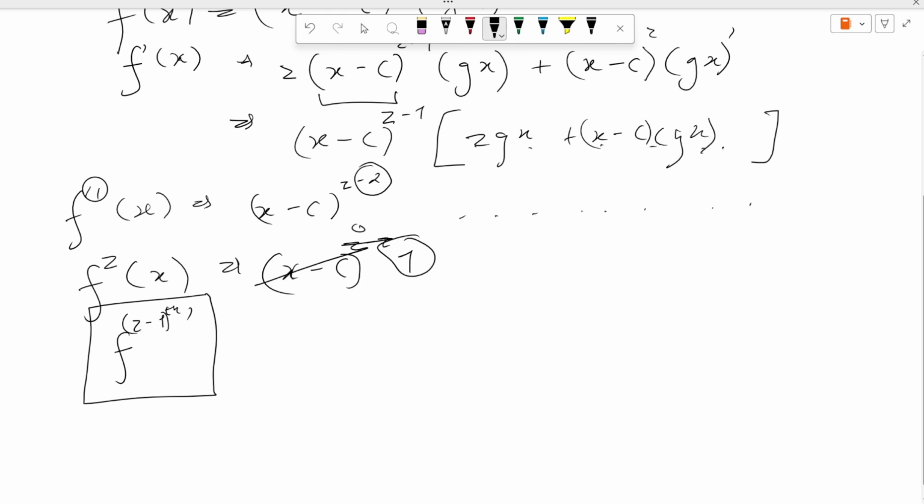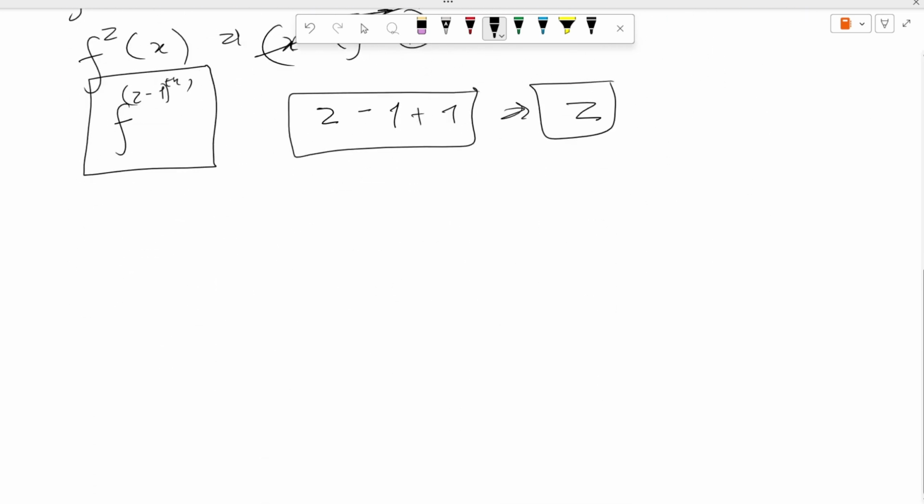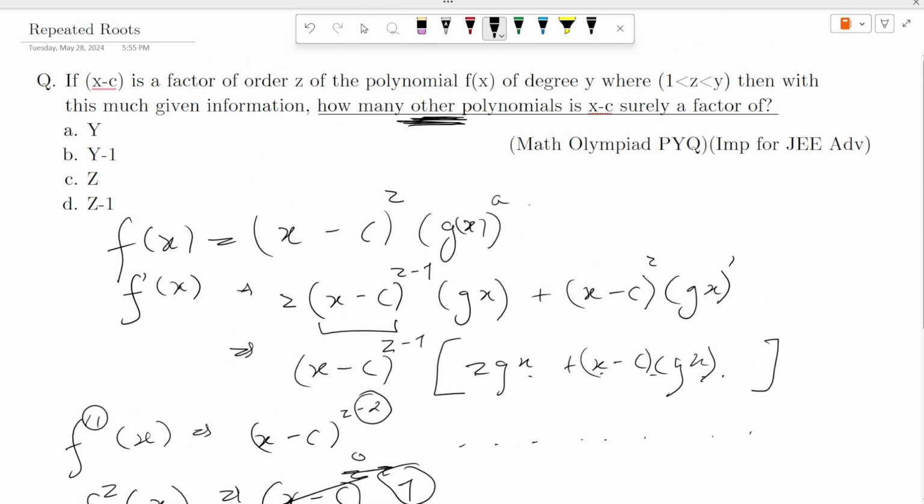So the total number of polynomials it is a factor of is given by the a minus 1 derivatives, plus 1 because of the polynomial itself. So it would be a. But in the question it was asked how many other polynomials x minus c is surely a factor of. Other. You need to pay some attention to it. So the answer is going to be a minus 1. Let's check. Okay, so this is going to be the answer.